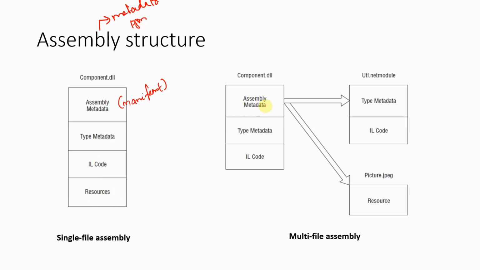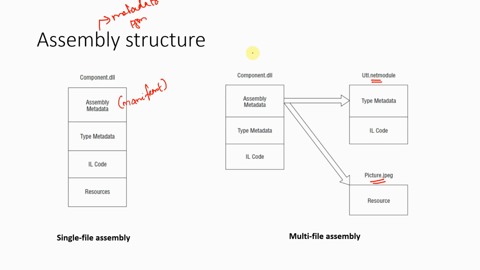If the assembly is maintained in multiple files, the metadata, type metadata and the intermediate language code are maintained here, and the resources are maintained in a separate assembly. And if this assembly file refers to some other modules, those modules' assembly files get a reference inside the original file. So after executing our source code, you are getting the assembly file.